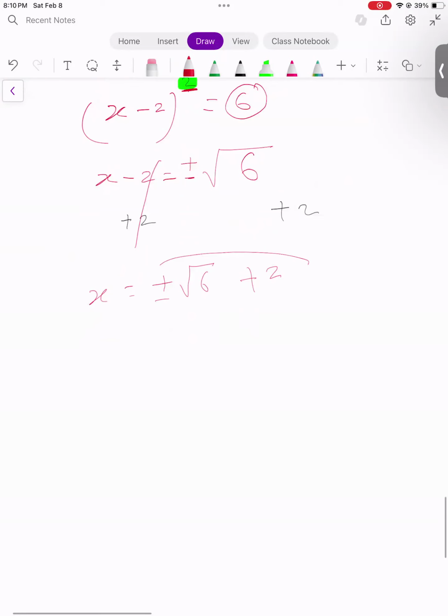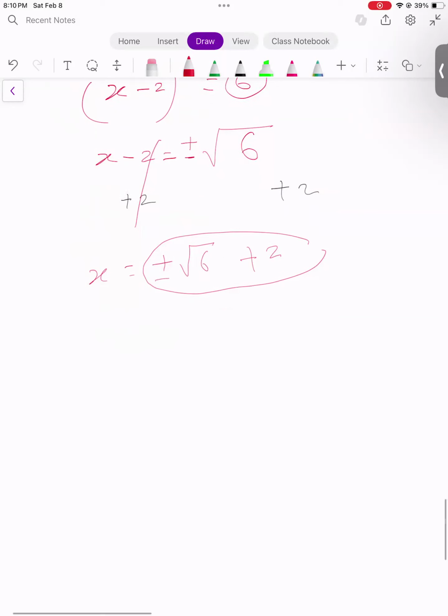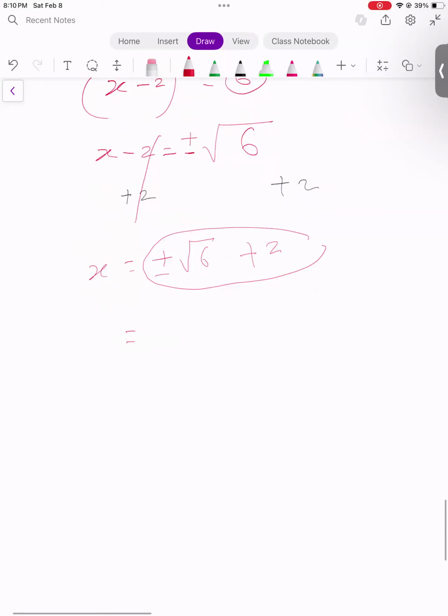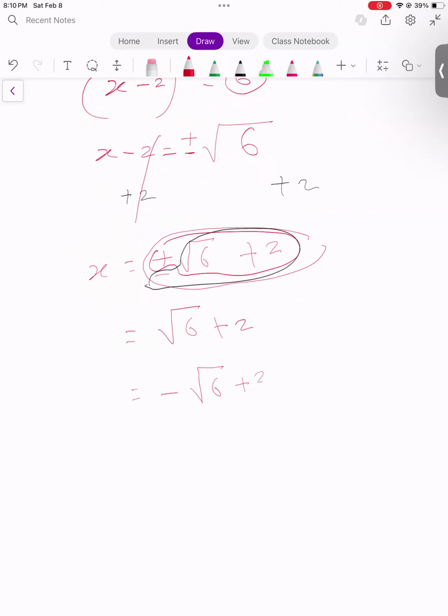Now we have positive square root of 6 and negative square root of 6. So let's take the positive square root of 6 and the remaining, so we have square root of 6 plus 2. Now let's take the negative sign and the remaining expression. We have negative square root of 6 plus 2. And these are the solutions for this quadratic equation. Okay, any question here?